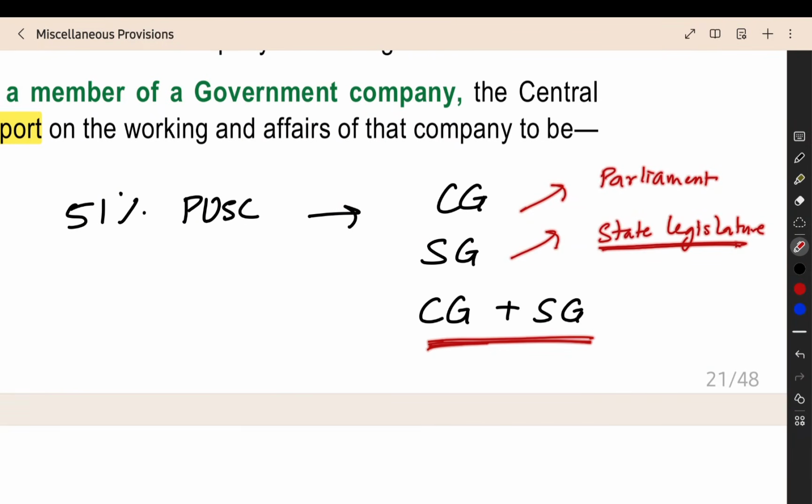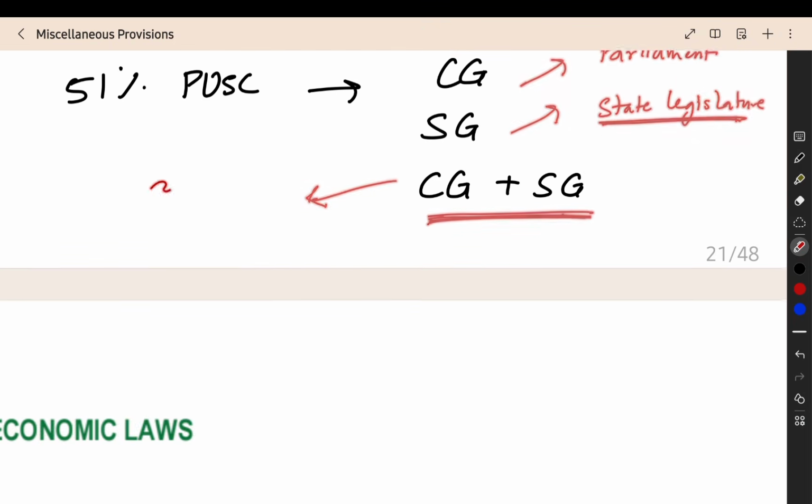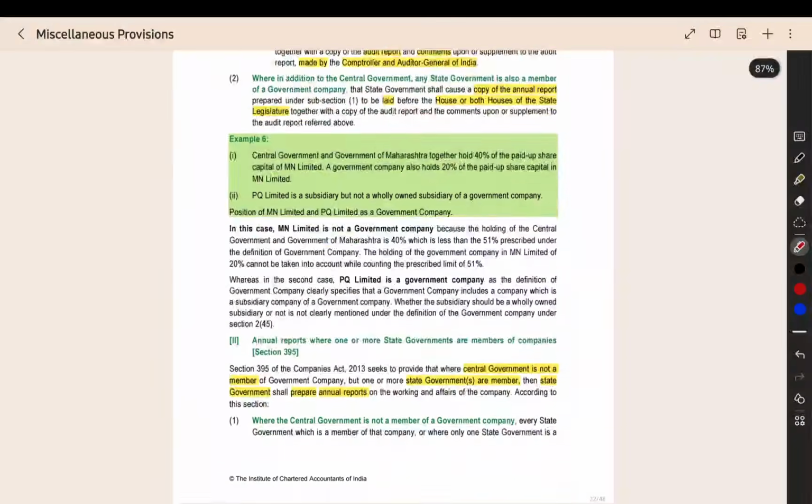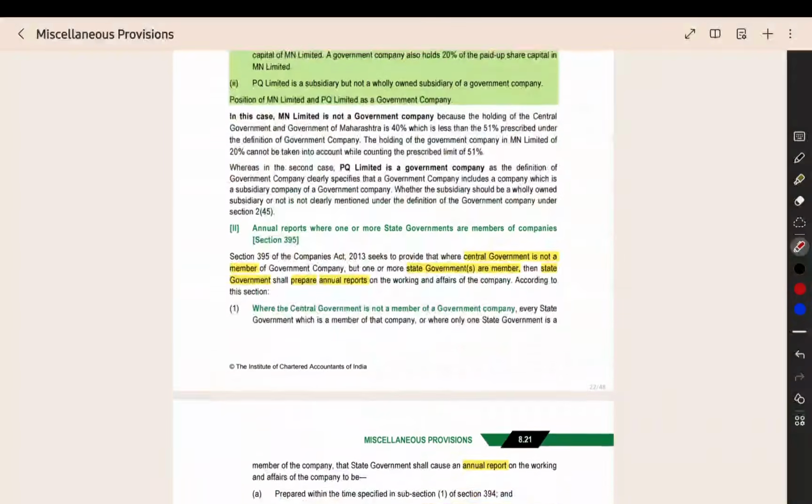If the central government and state government are both the owners of the company, then it will be laid out both in the parliament and the state legislature. The annual report will be prepared by the respective government. So that thing they have given here. So that's all about the government company.